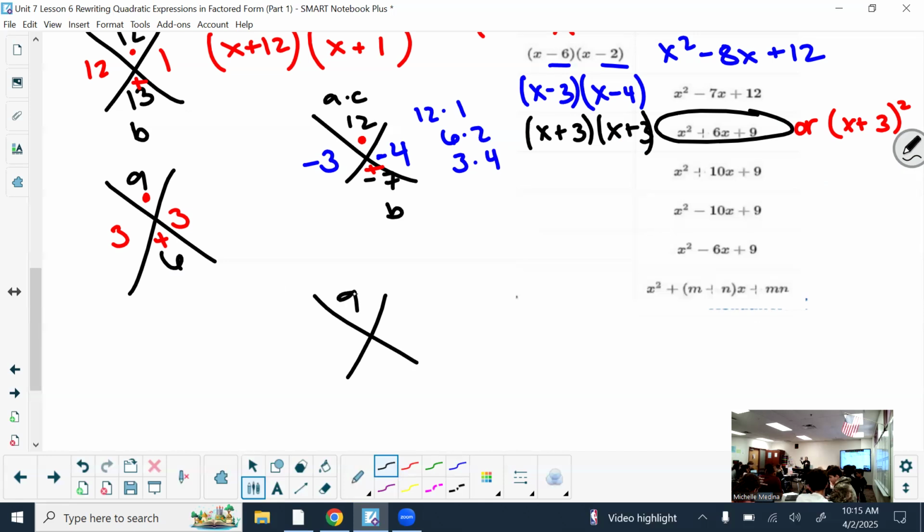The top is always A times C. B, which is always the number in front of the x. What's my B value? That's going to go on the bottom. That's how you set up your little puzzle. And then we're looking for two numbers that multiply to the top and add to the bottom. So two numbers that multiply to 9 and add to 10. Jacob, you know when you think you know it? Two numbers that multiply to 9 and at the same time add to 10.